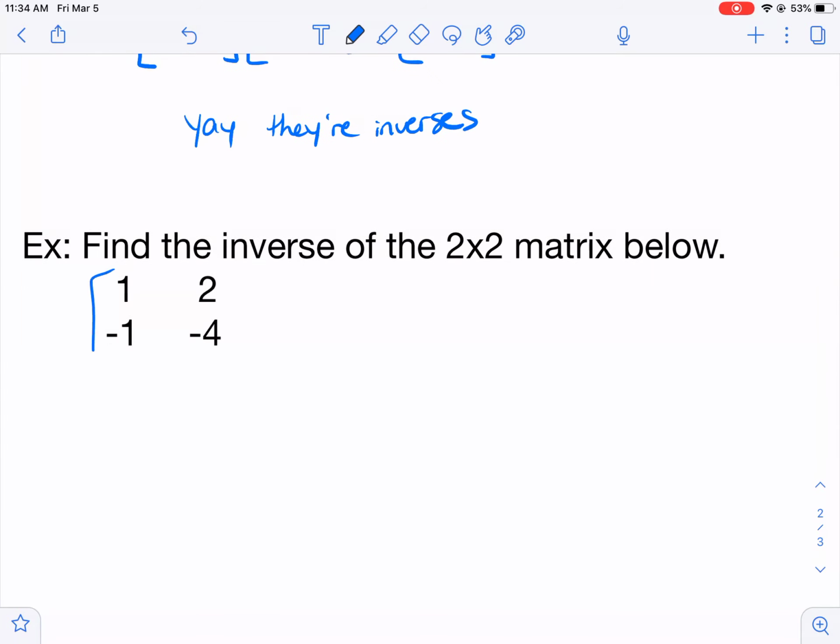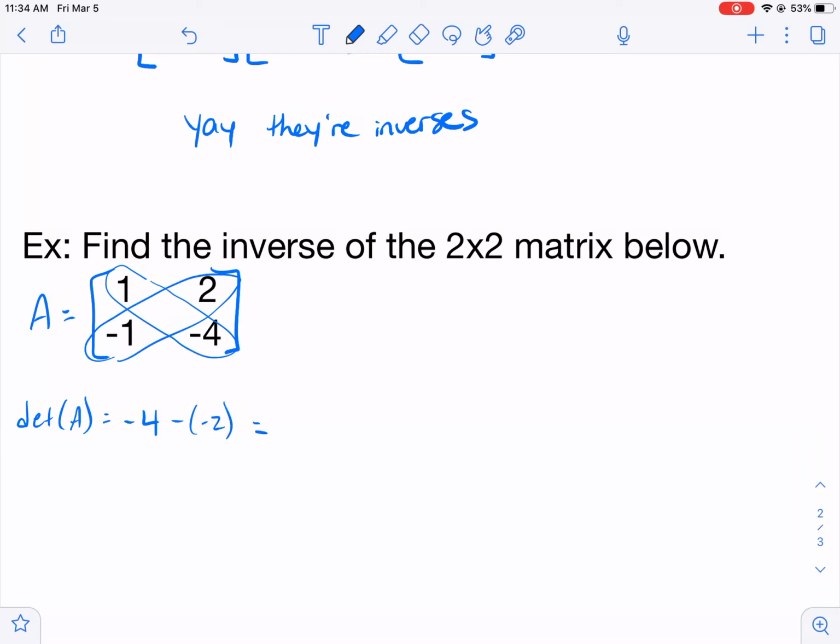Okay, so let's use this lovely matrix to actually figure out how to find the inverse. So this is the matrix A. The first thing that I would do, because we're using this formula, is find the determinant of A first, and then use that. So the determinant is 1 times negative 4, that's negative 4, and we're subtracting 2 times negative 1, so that's negative 2, and negative 4 plus 2 is negative 2.